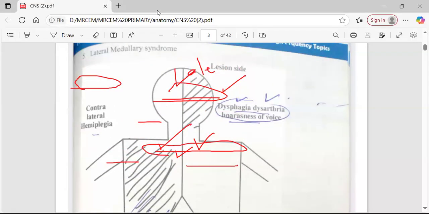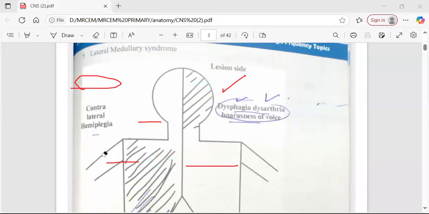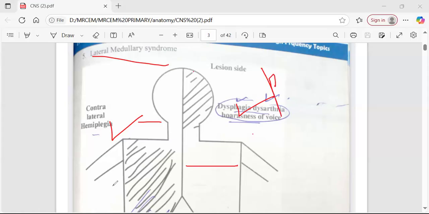I think you all know about this book. I have got the cut from that book. So dysphagia, dysarthria, hoarseness of voice, and then there will be contralateral hemiplegia. That is called lateral medullary syndrome, and they will ask about the artery, that is PICA, posterior inferior cerebellar artery. That's very important to remember and how to diagnose it.